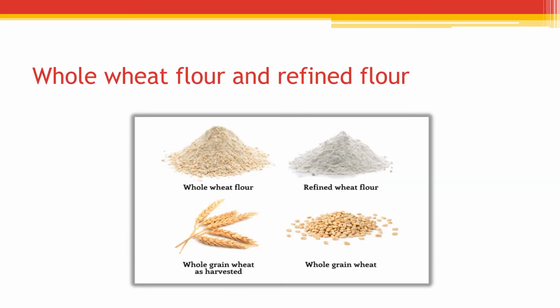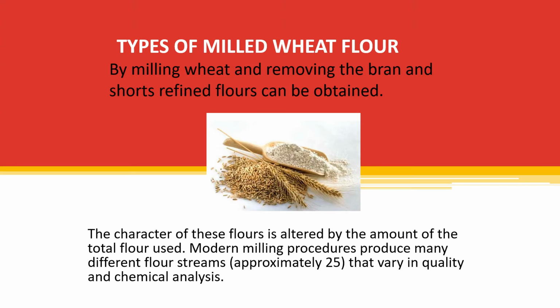So this is how the whole wheat flour and refined wheat flour look like. Types of milled wheat flour. By milling wheat and removing the bran and shots, refined flours can be obtained. As I have told you, by going through the milling process, the bran and some shots have been removed और उसके बाद जो flour है वो refined हो जाता है.